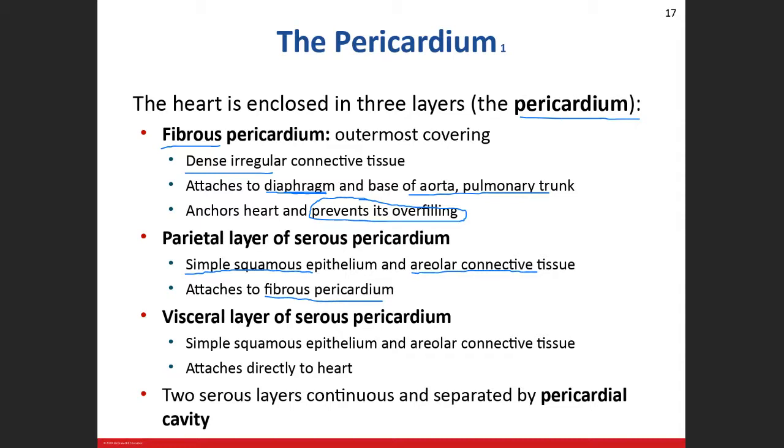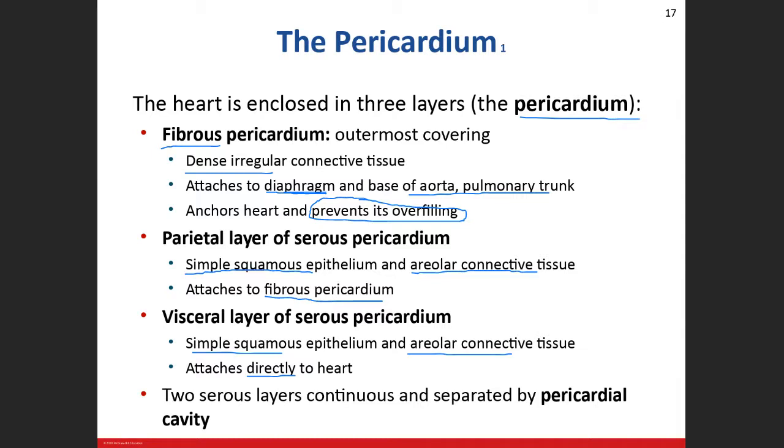The easy layer to remember is the visceral layer, because what is another name for organs inside of our body? Viscera. So that's easy to remember. The visceral pericardium, the visceral layer, is the layer that directly attaches onto the external surface of the heart. It too is simple squamous, and it has a loose connective tissue. And this sits right on top of the heart.